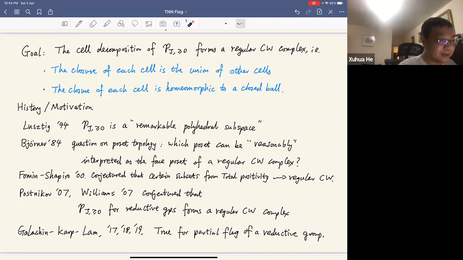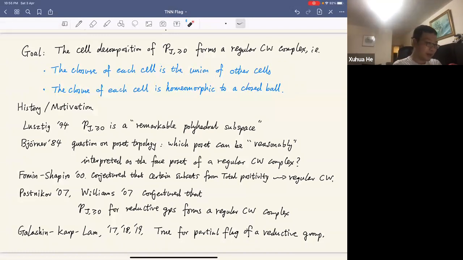What this means exactly has two parts. The first part is that the closure of each cell is the union of other cells. And the second is that the closure of each cell is homeomorphic to a closed ball.